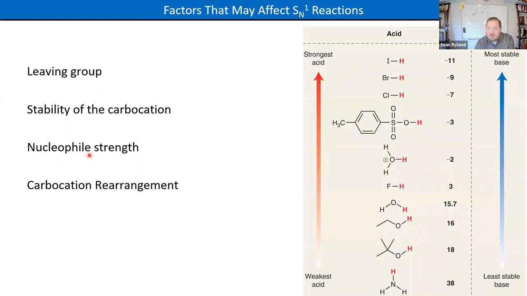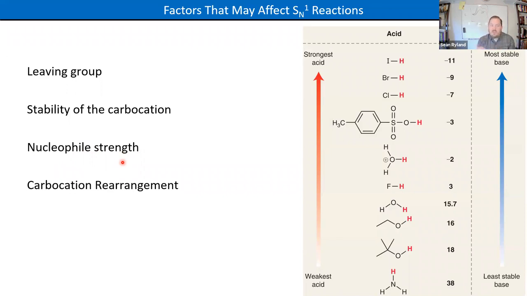And then nucleophile strength does play a role to some extent. It doesn't affect your SN1 rate, but it'll make your SN2 reaction go faster if you have a stronger nucleophile, because it's more likely to see a partial positive and stick to it and force your leaving group to leave.